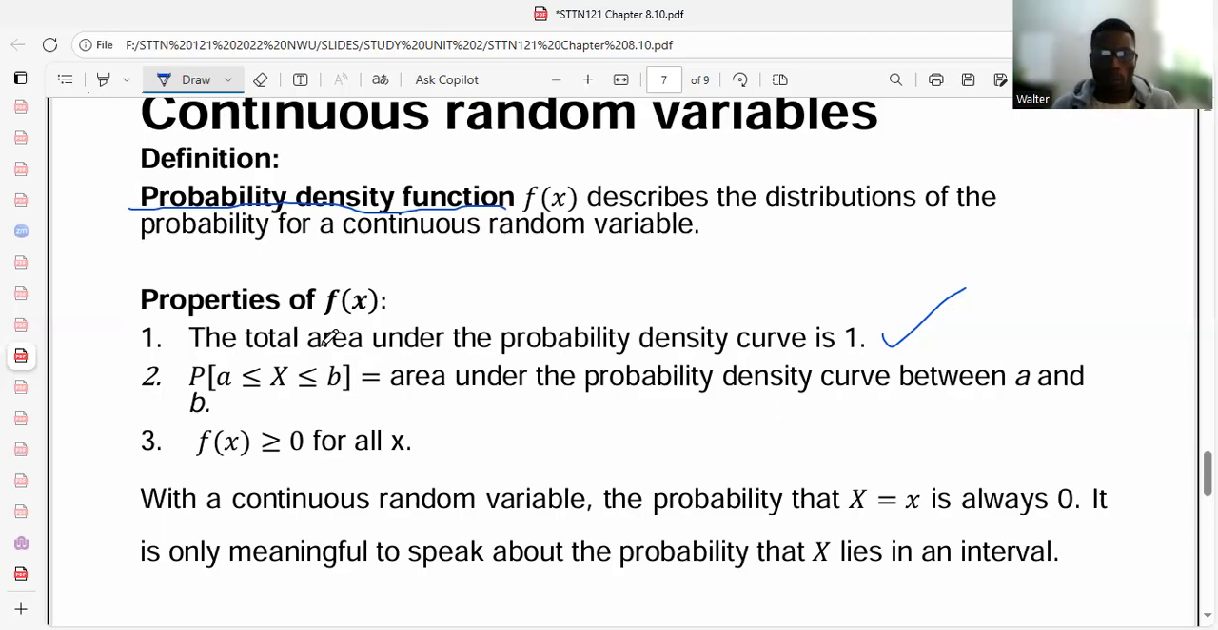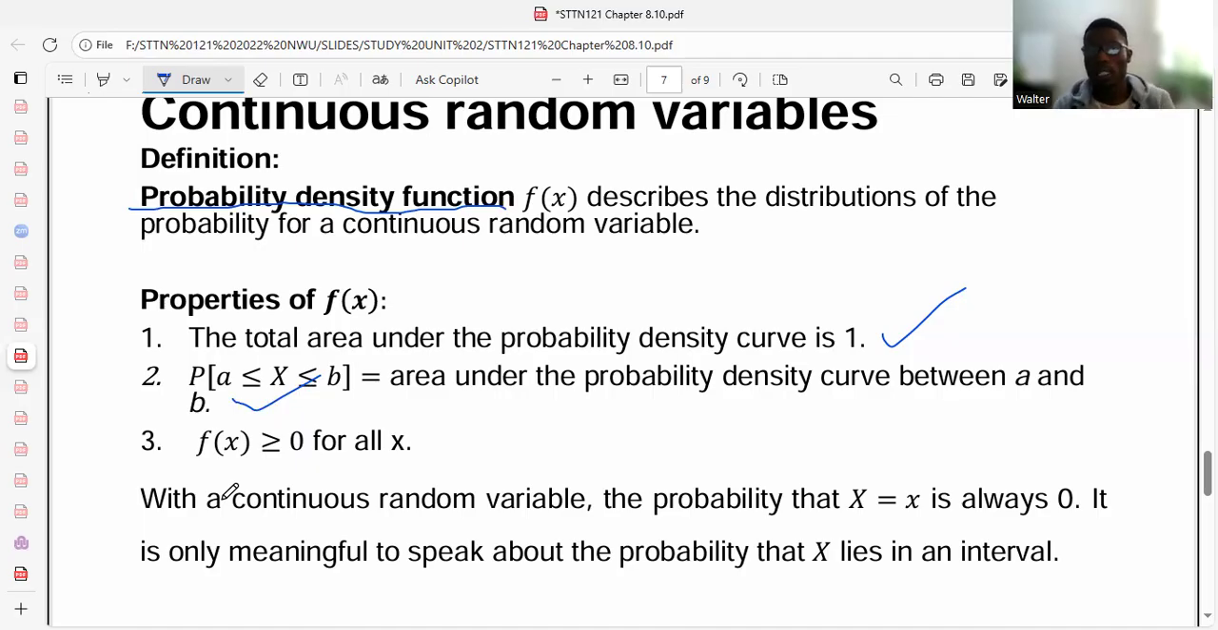Now this one, I think I've explained, which is property number one. Number two: the area under the probability density curve between a and b. I'm going to show you how to find this probability. I think you did this in STTN121, under the continuous probability. And also, the probability density function is greater than or equal to 0 for all values of x, meaning you cannot get a negative probability.